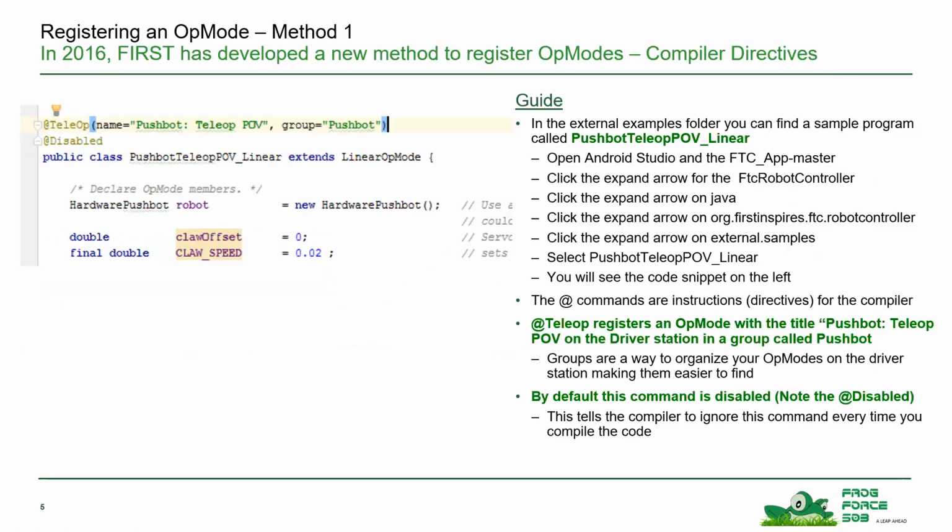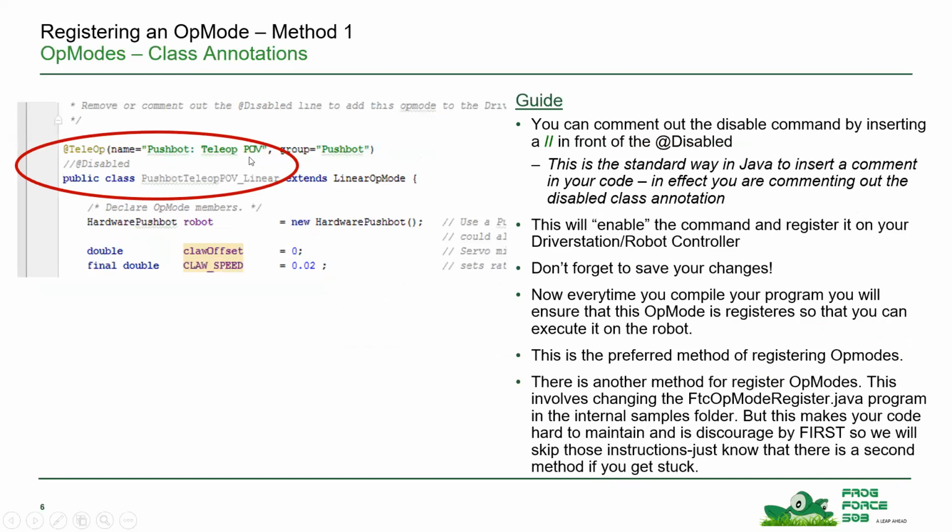As far as registering an op mode, we have these things called annotations. If you see the @ symbol, like in the corner where I'm pointing, we add this to a Java class so that when the program's reading it, it knows that this is a teleop program, or this is an autonomous program. If you noticed in the Android Studio file that we downloaded last time, the examples have @Disabled in them so that they don't show up when you first download your code.